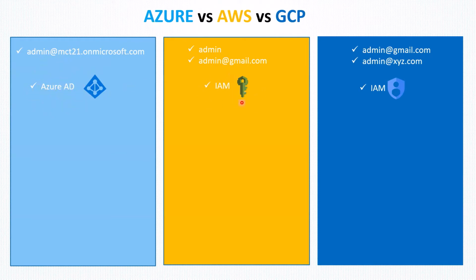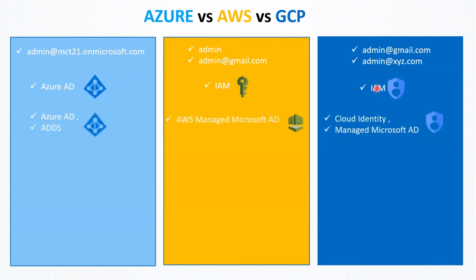Similarly, in AWS, whatever account you create, all the accounts get stored in IAM, which is Identity and Access Management. Then in GCP they have given a similar service like IAM, and all the accounts get stored in IAM, but all the accounts are Gmail accounts. So let's move to the next part.